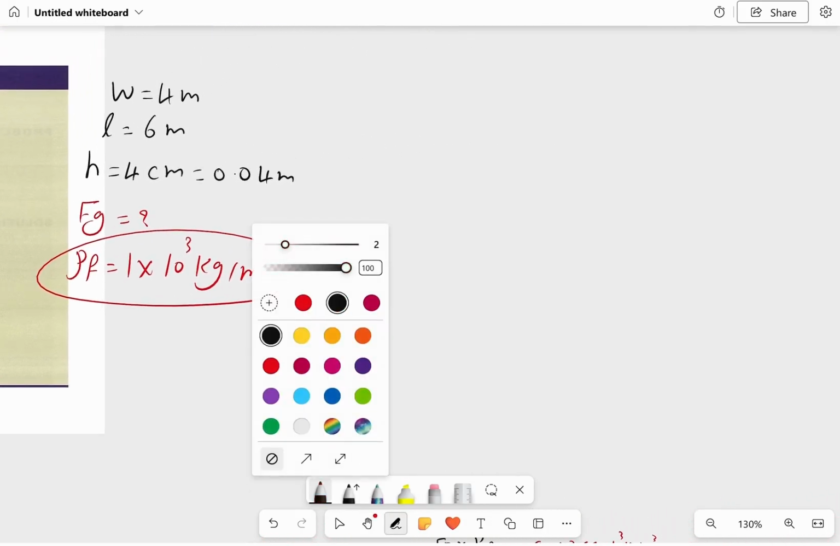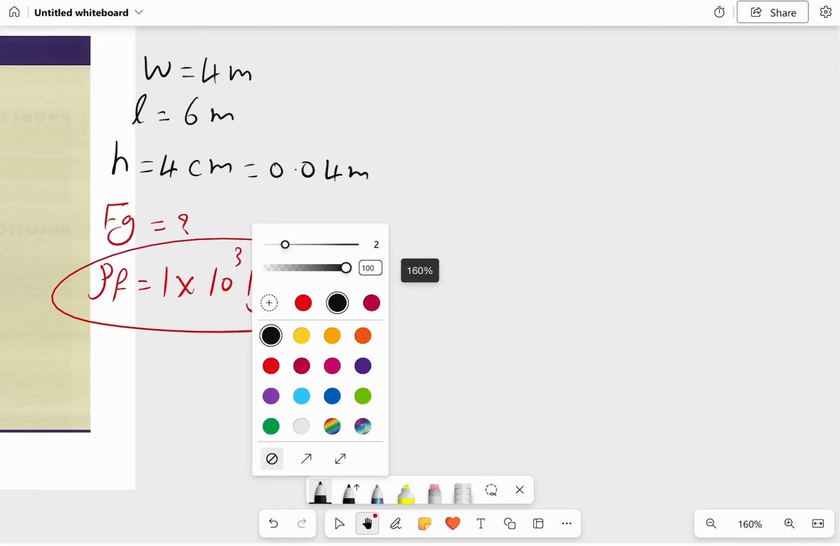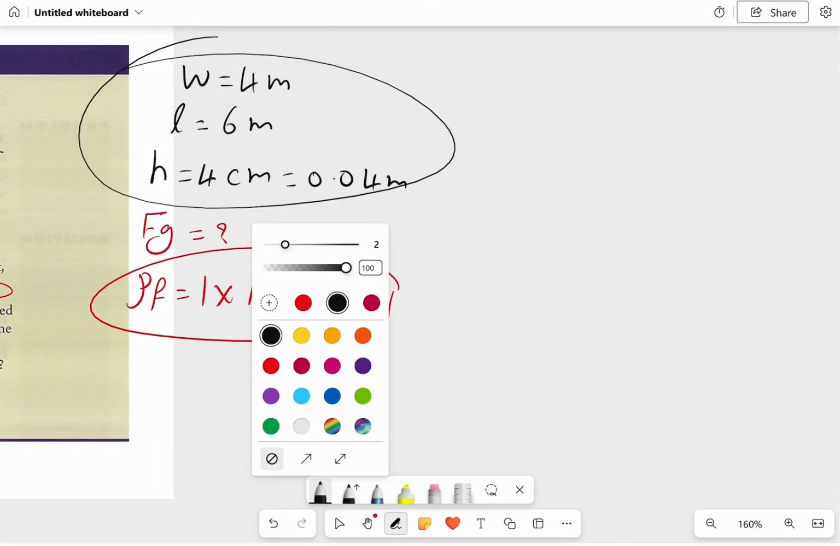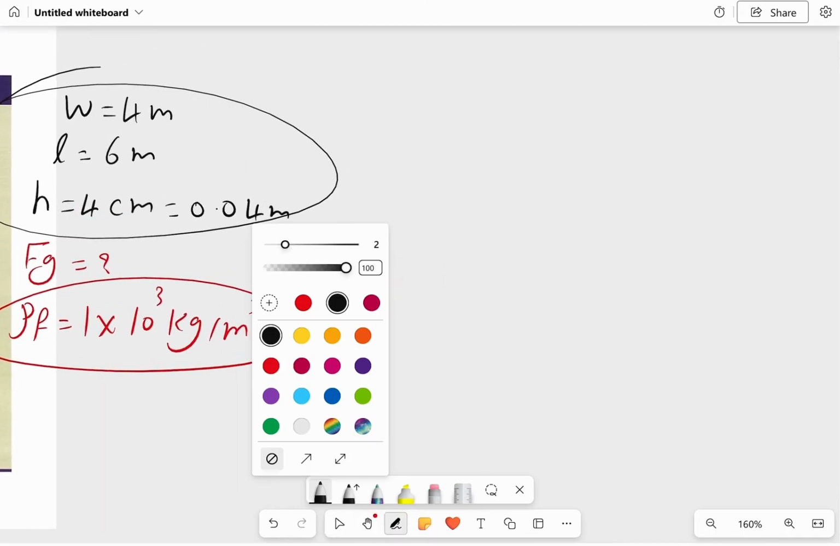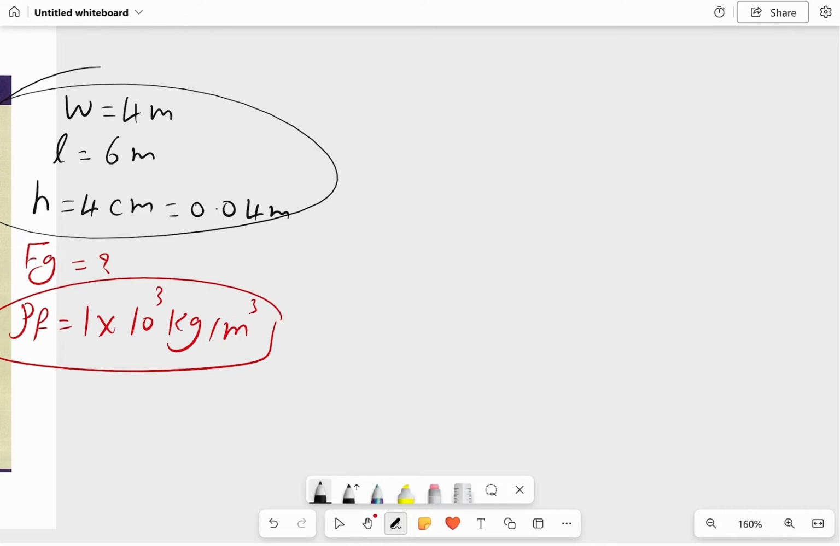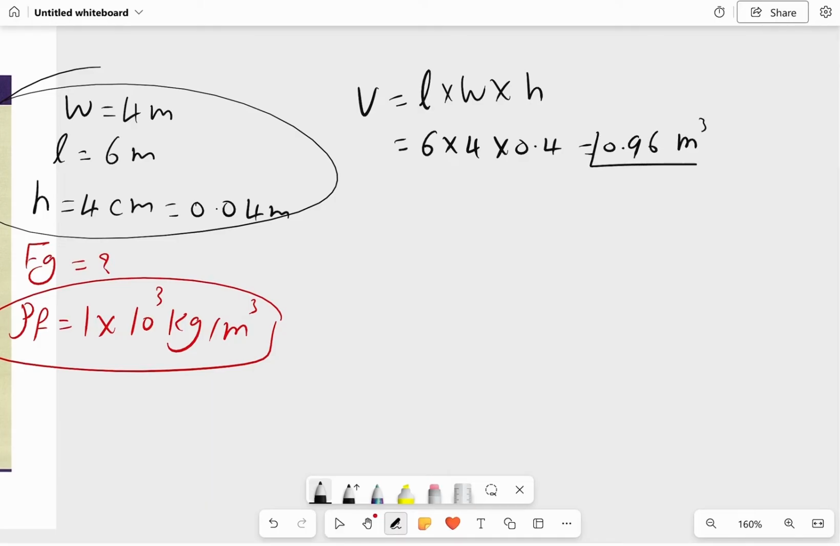Now, let's take a look at how we can solve this one. We can find volume using this one. Let's find volume first. Volume is equal to length times width times height. Then you have 6 times 4 times 0.04. Then you have 0.96 meter cubed. We found volume. Okay. Now let's see where we can use this.